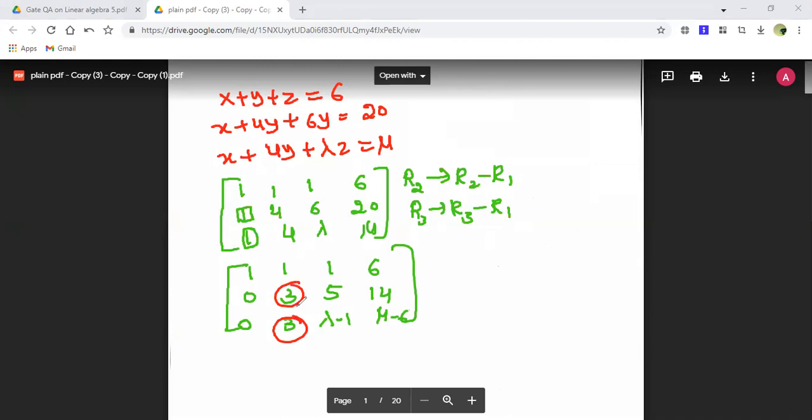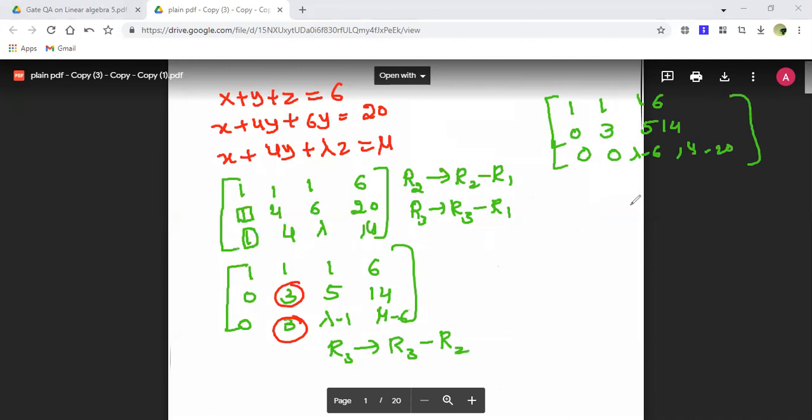We can use R2 and make this element 0. So for this I will do R3 changes to R3 minus R2. Here I'll be getting 1, 1, 1, 6; 0, 3, 5, 14; and 0, 3 minus 3 is 0, lambda minus 1 minus 5, that is lambda minus 6, and mu minus 6 minus 14, it is mu minus 20. Clearly, guys, now it is in the lower triangular form, or you can say the echelon form, which is very standard.